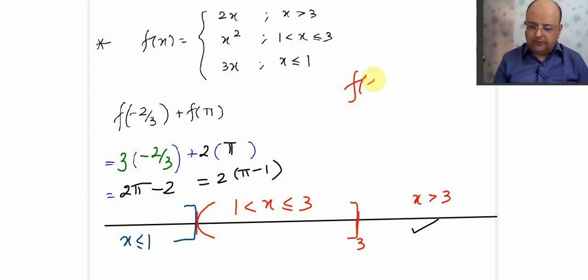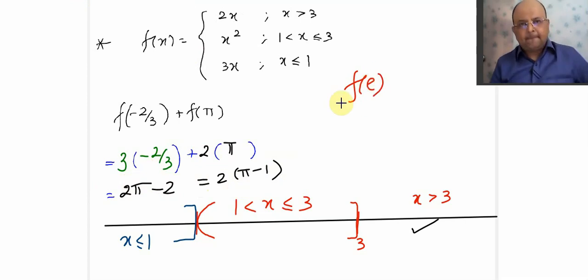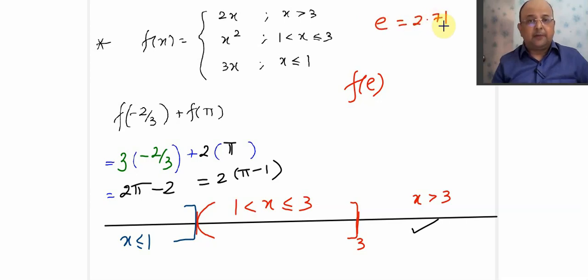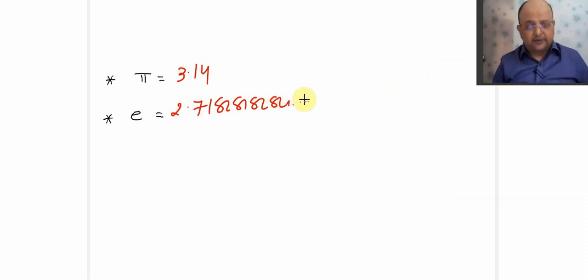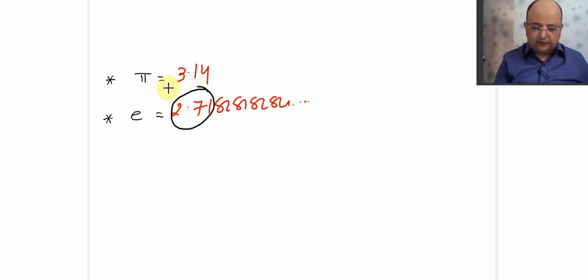Let me ask you to find out f of e. What is your e? I told you the value of e. I will ask you, remember? Value of e is 2.7182 blah blah blah. Where does it fall? 2.71 is greater than 3, or lies between 1 and 3, or less than 1? Come on. Yes, my dears, it lies between 1 and 3. So its formula is x square. So f of e is nothing but e square. Well, you know that pi is 3.14 and e is 2.7182818284 dot dot dot. Be careful, dears. I will not ask you for so many values, but I need at least 2.71.